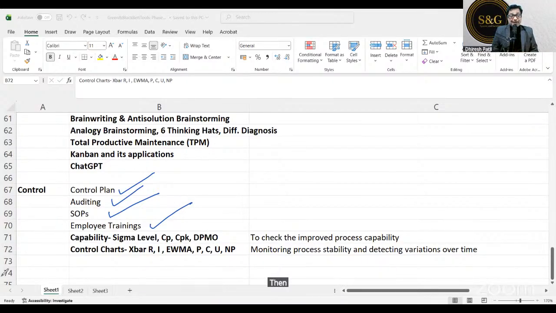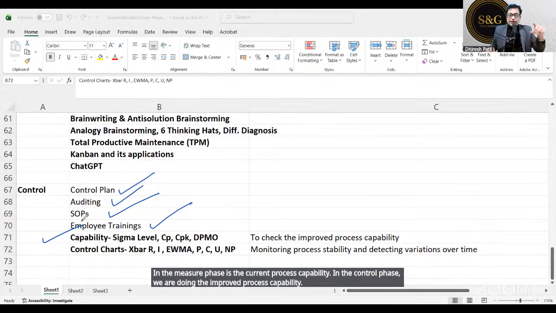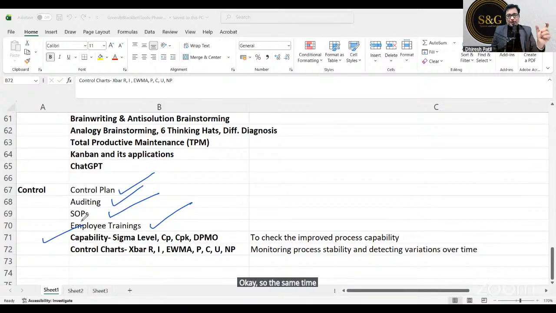Then again you do the process capability analysis. Are you understanding? In the measure phase is the current process capability. In the control phase we are doing the improved process capability. Okay, so the same time sigma level, CP, CPK, DPMO level, all these things are covered in the capability analysis, followed by some control charts.